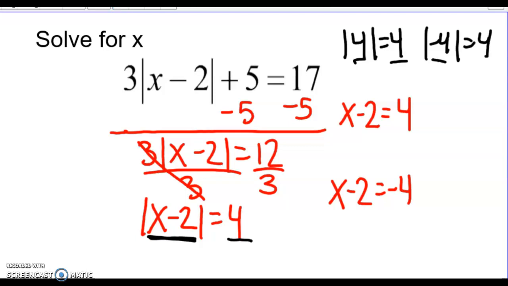4. So we're going to add 2 and add 2 again.